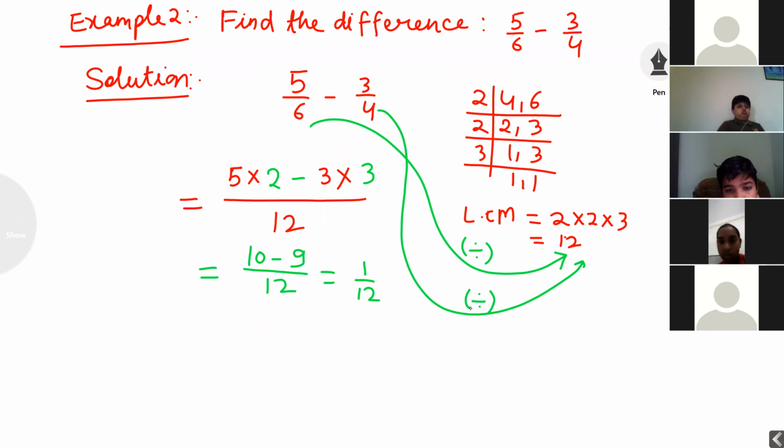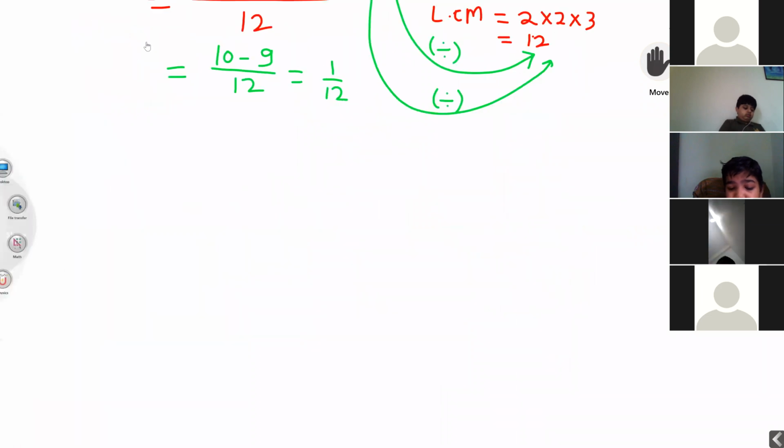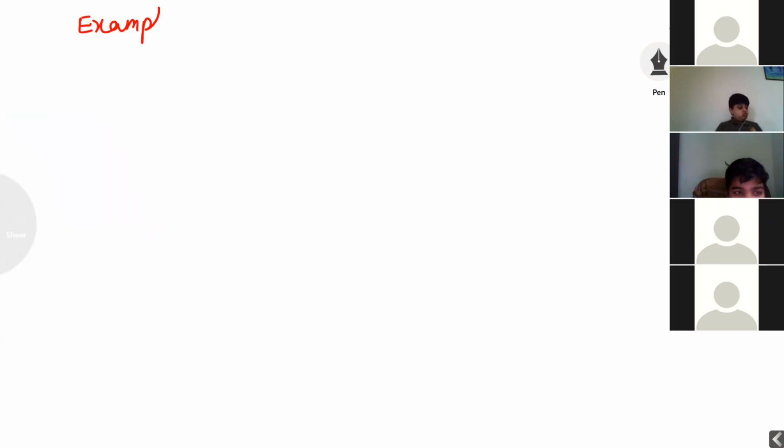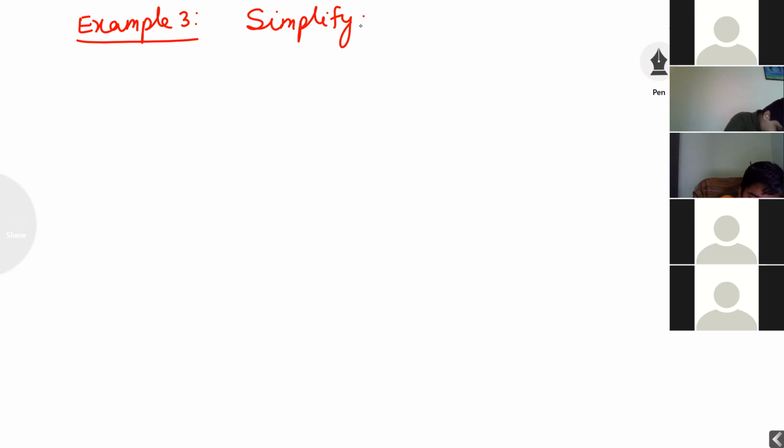Example 3. Simplify. Four integer 2 by 5 minus 2 integer 1 by 4. We want to simplify this given fraction.